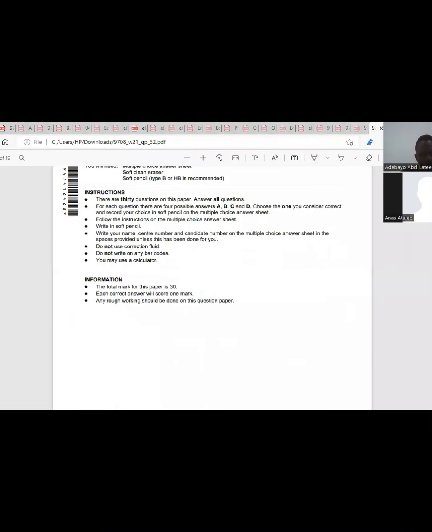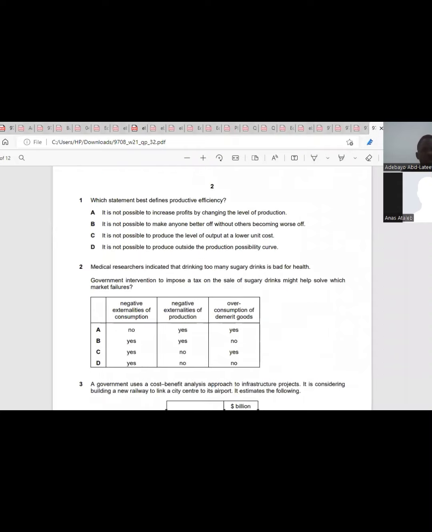Question one. Which statement best defines productive efficiency? We have allocative efficiency and productive efficiency. When we talk about productive efficiency, what does it imply? What does that mean?